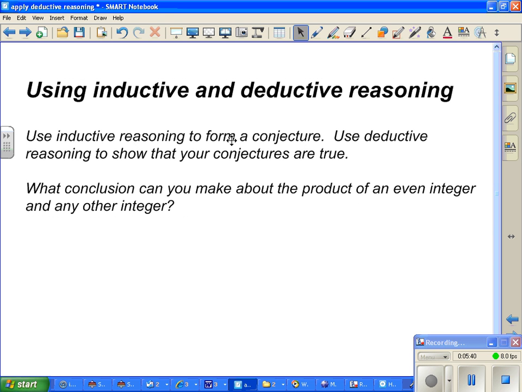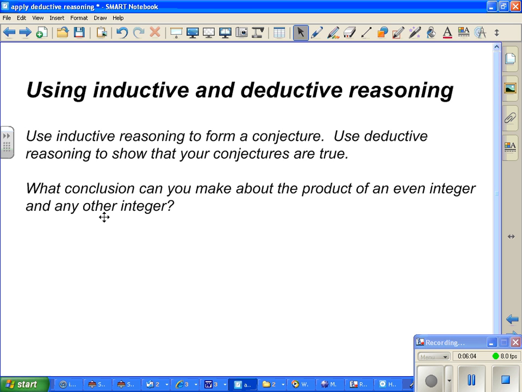Use inductive reasoning to form a conjecture. Use deductive reasoning to show that your conjectures are true. What conclusion can you make about the product of an even integer and any other integer? Okay, let me get up to the board here and let's talk about this.